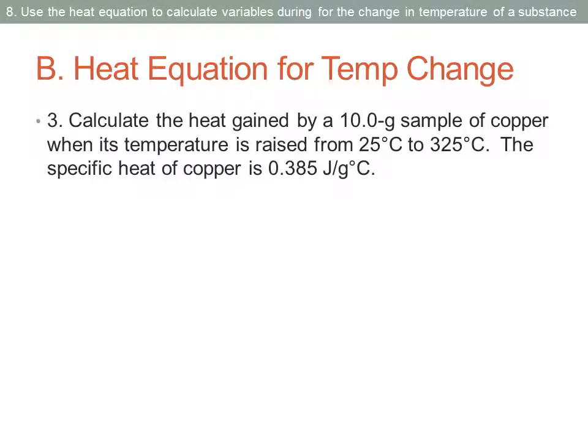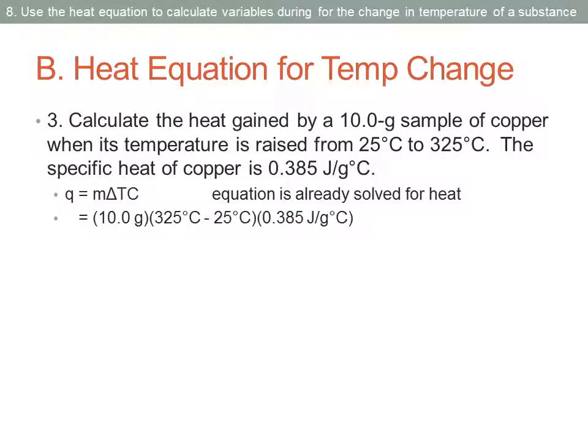So here's an example of when we would use this equation. We are asked to calculate the heat gained by a 10-gram sample of copper when its temperature is raised from 25 degrees Celsius to 325 degrees Celsius. The specific heat of copper is 0.385 joules per gram degree Celsius. So we're going to use that equation we just presented, Q equals M delta T C. The reason I know how to use that is because we are changing temperature, so that tells us we should use this equation. Notice the equation is already solved for Q, heat, which is what we're asked to find. So we don't need to change the equation any. We simply need to substitute in our values.